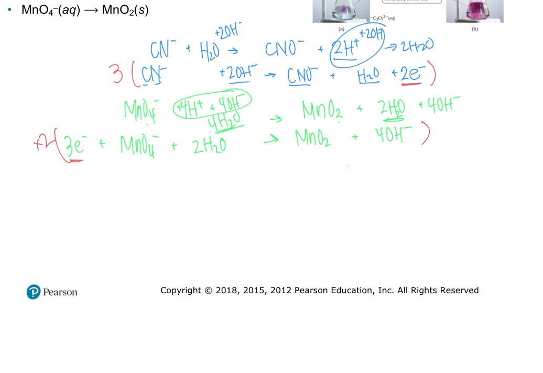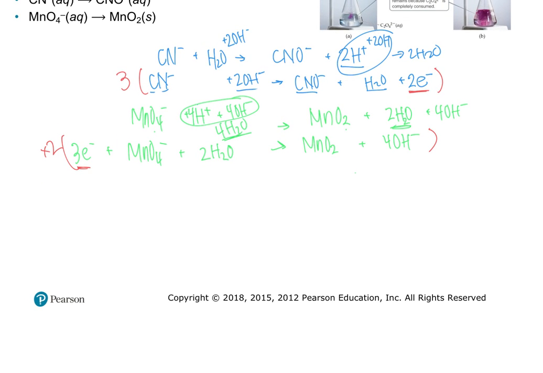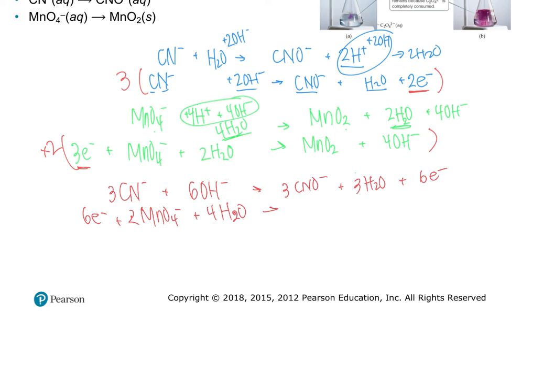We're going to have 3 cyanide plus 6 hydroxides goes to 3 CNO minus plus 3 waters plus 6 electrons. And then for manganese, I have 6 electrons plus 2 permanganates plus 4 waters goes to 2 manganese oxide plus 8 hydroxide.